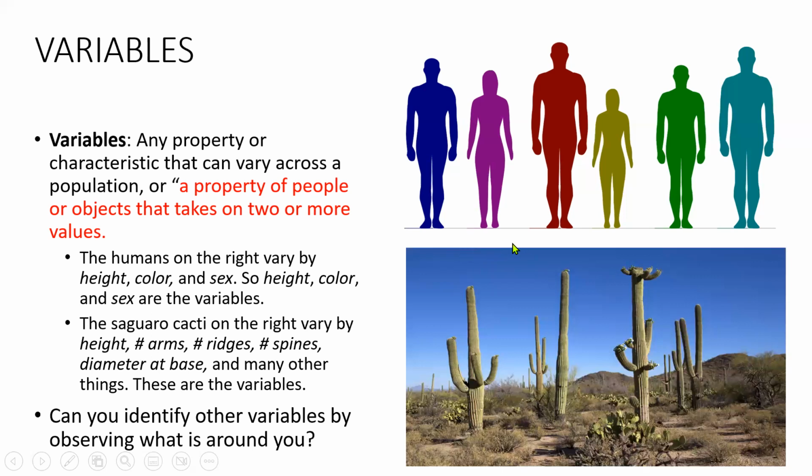It doesn't have to be people. The Saguaro Cactus in this image also have variables. They're different heights. They vary by the number of arms they have, by the number of spines, by the diameter at the base. There are many things we could measure or count on these cacti if this was our population of interest. Okay. So if you look around wherever you are right now, can you identify any object, any population that you think has different variables?